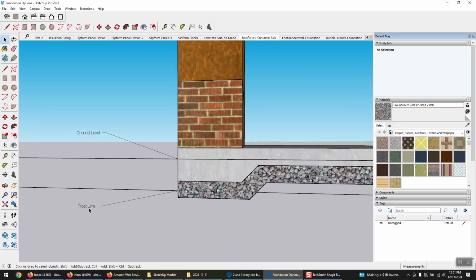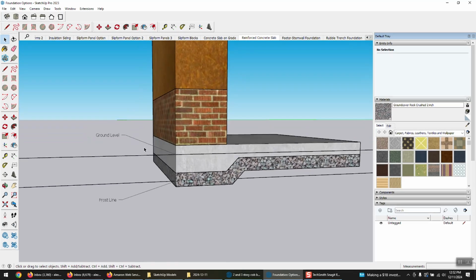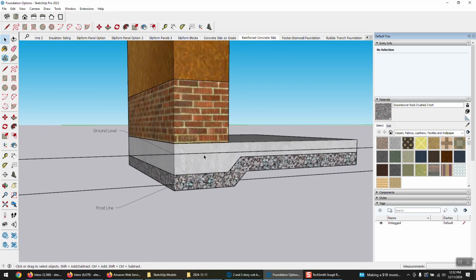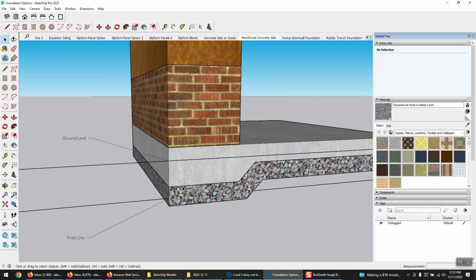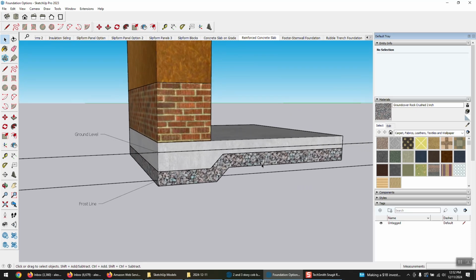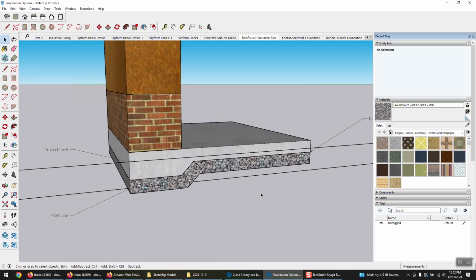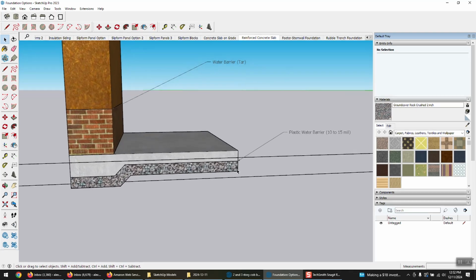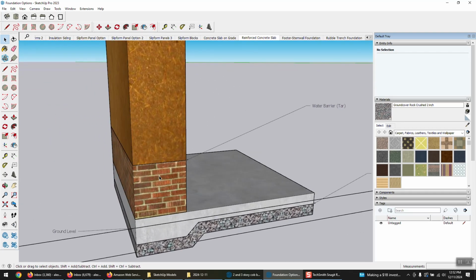However, your frost line is different depending on wherever you are. Ground level, it's the same, so your slab is, again, in this case is actually more embedded into the ground, which is also a good advantage. Having that integration into the ground is always good, especially for any sort of seismic zone. Again, we have the plastic water barrier between the gravel and the slab, and the water barrier on top of the stem wall.